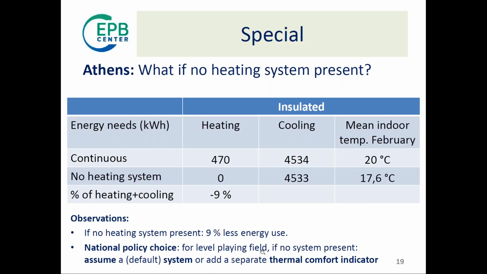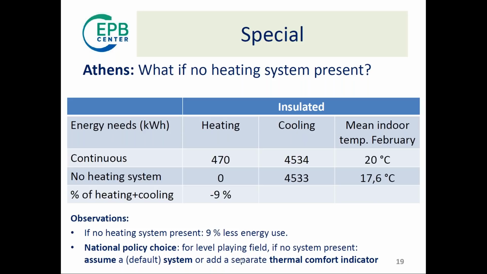So there's a national choice, and in this case I would say it's a policy choice for a level playing field if there's no system present. Do you then assume a default system, a fictitious system? So you say it's mandatory to have a system in your calculation, not a real system, but a fictitious system, so that the beneficial effect of having no heating system is compensated. So then you have a level playing field.